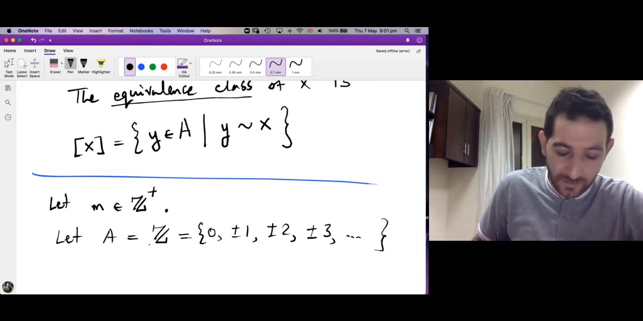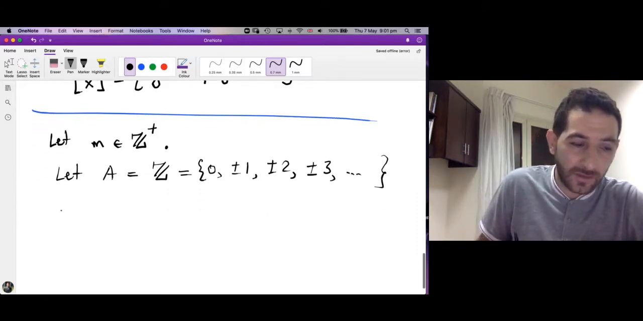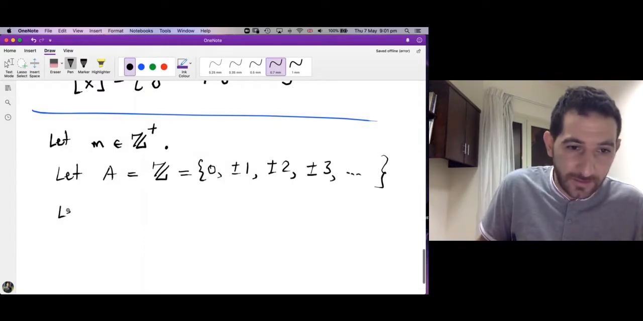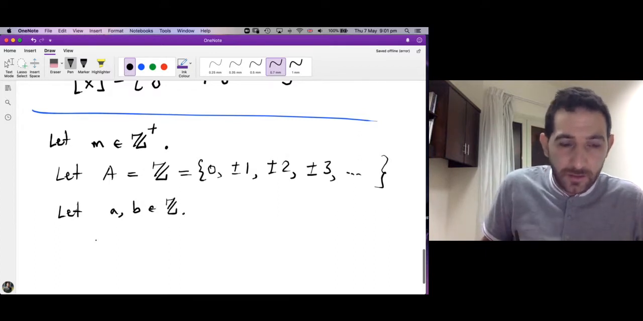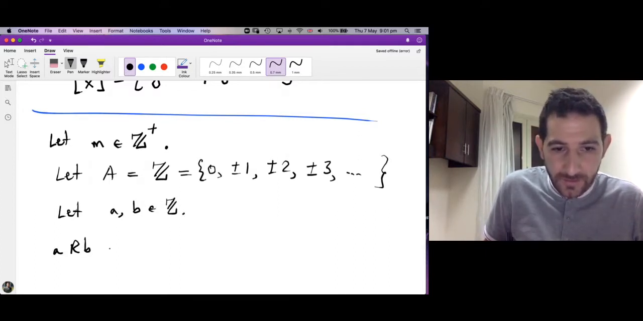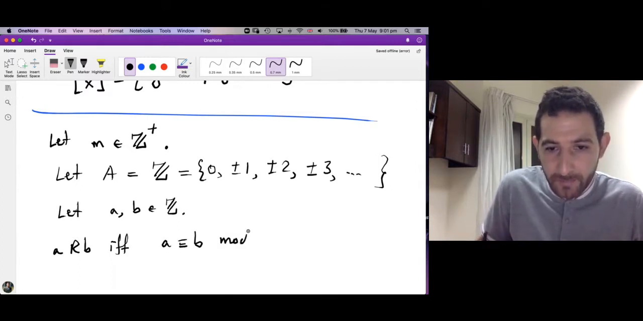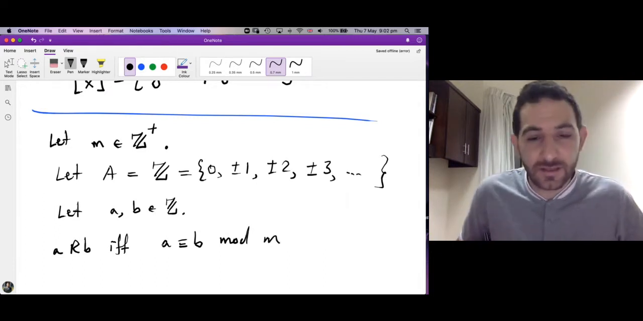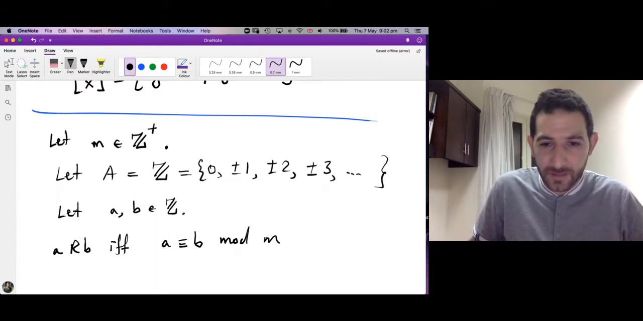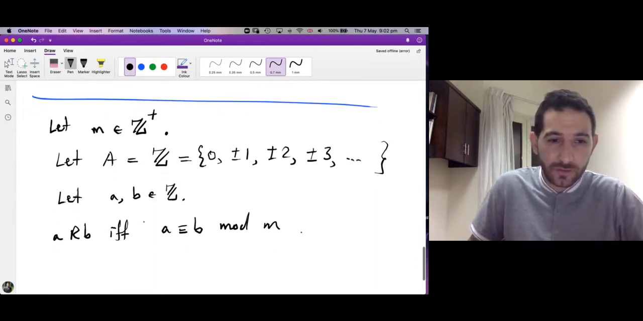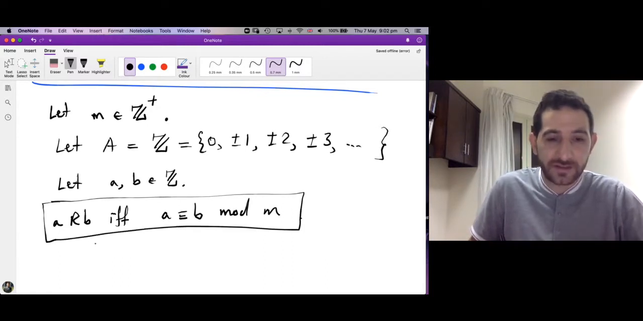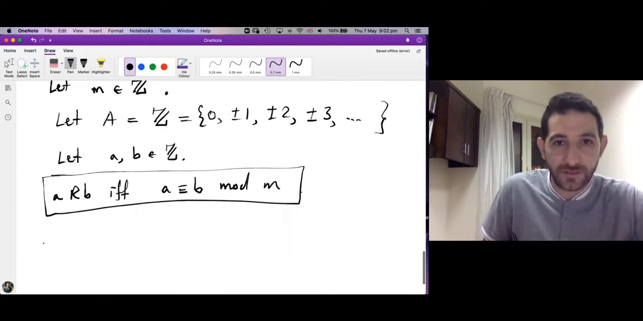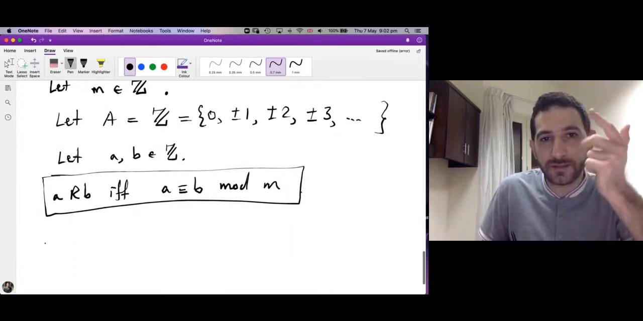Now we will define a relation on A. Okay, so what is the relation? Let a and b be elements in Z, and we say a is related to b if and only if a is congruent to b mod m, the same as we did in the example above, but there m was 3. Now we want to show that this relation, defined in this way, is an equivalence relation. So this means we need to show it is reflexive, symmetric, and transitive.